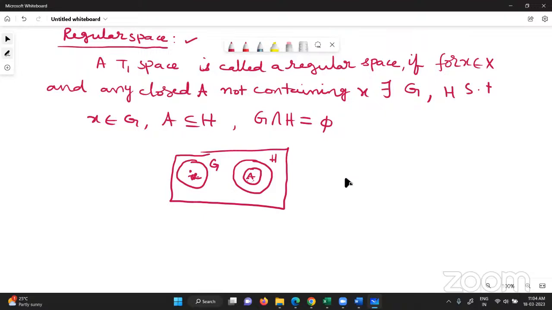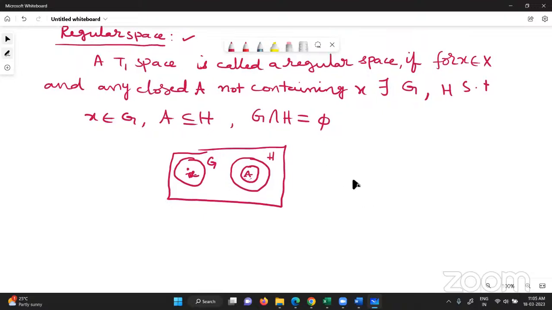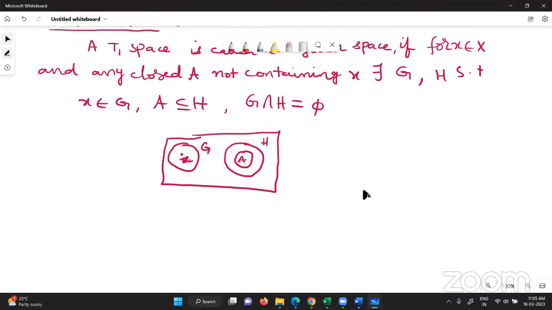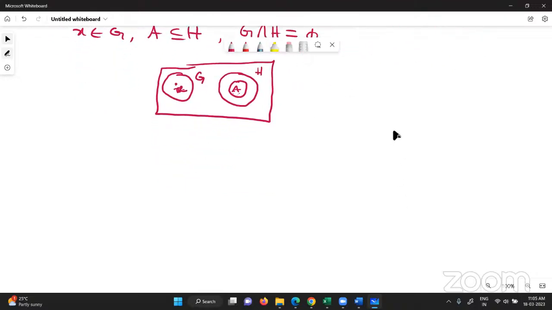So you have to prove that, see, clearly whenever G and H have no common points, you can think of a Hausdorff space. So what do you mean? Every regular space is a Hausdorff space. Immediate. Tell me, any doubt? No doubt? Okay. Now, see, an immediate consequence after defining the regular space.